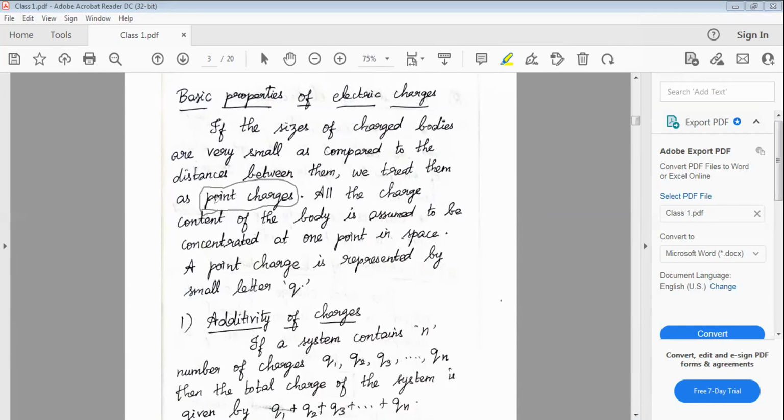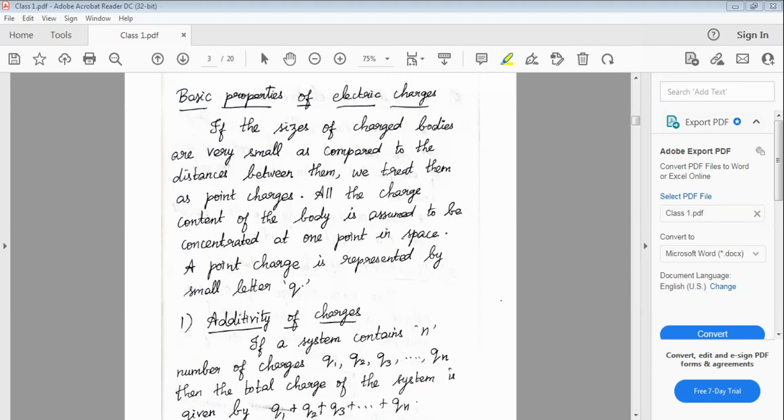When do we call them point charges? The distance between the two charged bodies should be very, very large compared to the dimensions of the charged bodies. Then we call them point charges. A point charge is usually represented by the letter small q. Sometimes you can use capital Q as well, but conventionally we use small q.